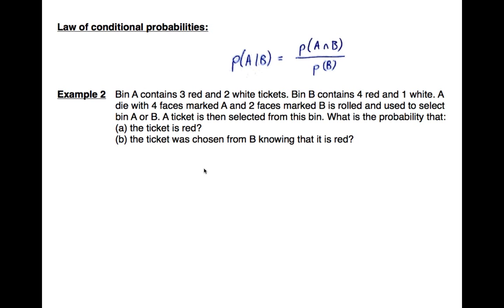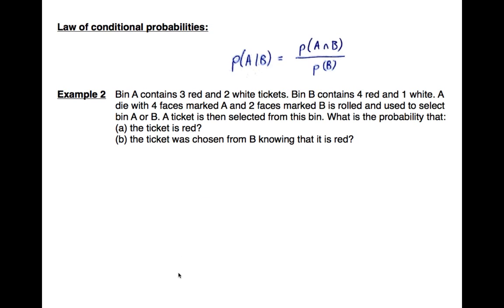What happens is we take a die, and we throw the die. The die has 4 faces marked with an A and 2 faces marked with a B. And when it falls on an A, we'll choose a ticket from bin A. If it falls on a B, then we'll take a ticket from bin B. So quite a complicated situation. What is the probability that the ticket is red?